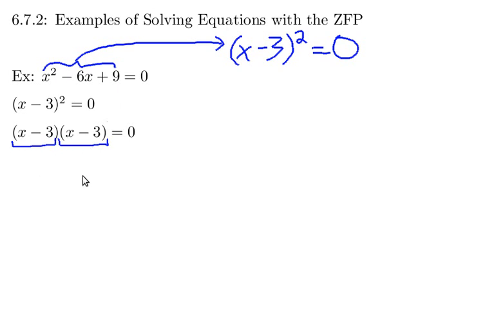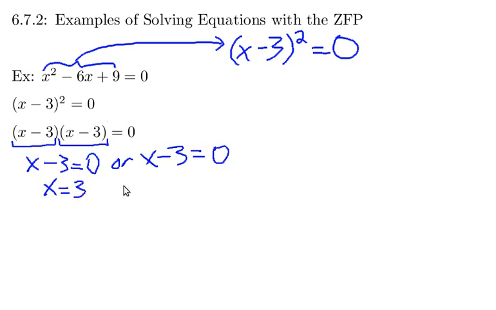So in this particular case, unlike the example from the last video, we have exactly one solution. Either x - 3 = 0, or x - 3 = 0. Since those two things are the same, we're going to get exactly one answer, because we'll have x = 3 or x = 3.